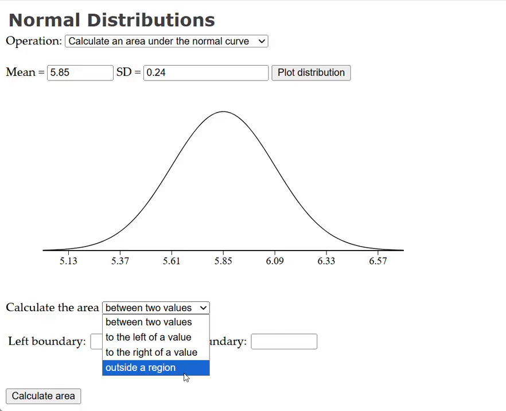So outside of a region, you give it 2 values, and then it'll give you basically the area of the tails, but not the center. Between 2 values is going to give you the area between the 2 values in the center of the distribution. To the left of a value will be from negative infinity up to the value. To the right of a value is going to be from the value to positive infinity.